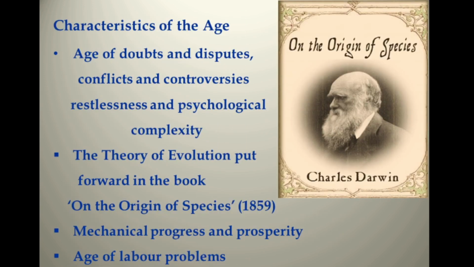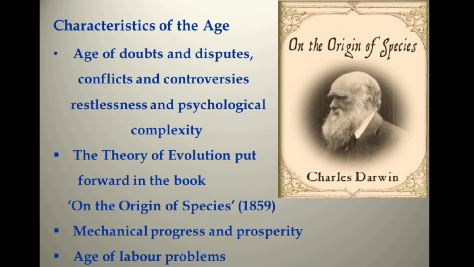It was an age beset with doubts and disputes, conflicts and controversies, restlessness and psychological complexity. And this period also saw the publication of the book The Origin of Species, in which Charles Darwin put forward his theory of evolution. Now this was very significant because till then religion held a very high place in the minds of the British, and especially Christianity, which said that God created the world in 7 days and so on. And here comes Darwin saying that man evolved from monkeys, and life originated as a unicellular organism. So all these cast the entire society into chaos.